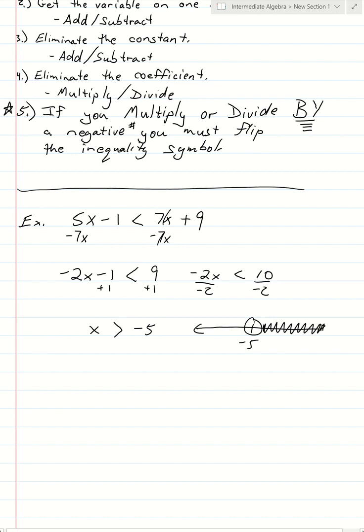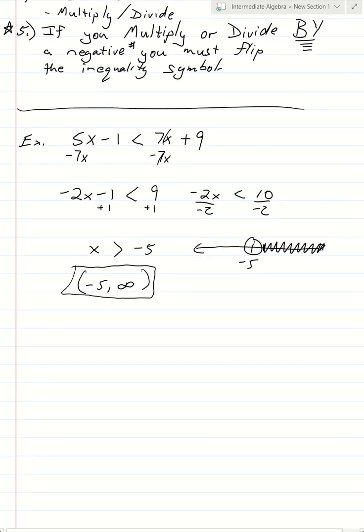Most importantly, though, the interval notation. I am going from negative 5 to infinity. Since negative 5 is not part of the solution, parenthesis, the infinity symbol always uses a parenthesis. So that would be the interval notation that represents your solution. Okay? Let's try another one.